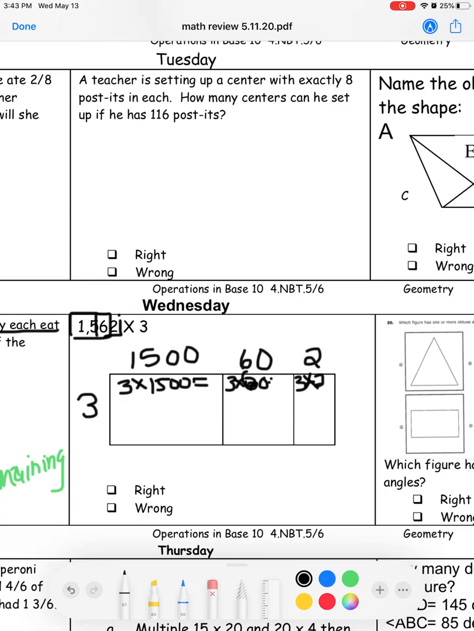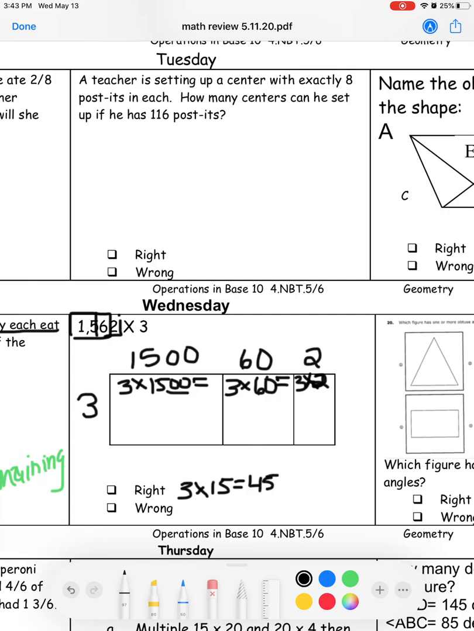Sorry if my handwriting is a little sloppy. Let me see if I can fix that. 3 times 60. All right, so now I'm going to multiply 3 times 15. How do we do that? I know that 3 times 15 will give me 45.